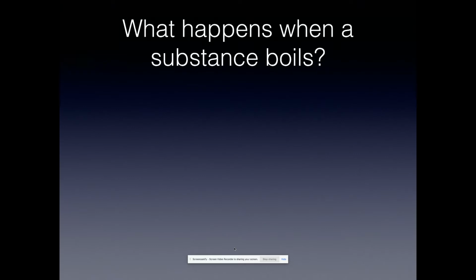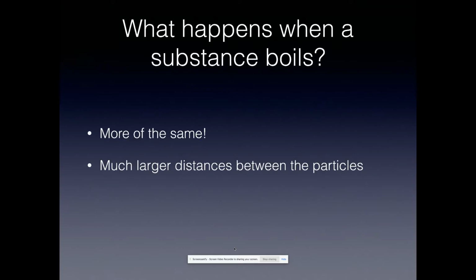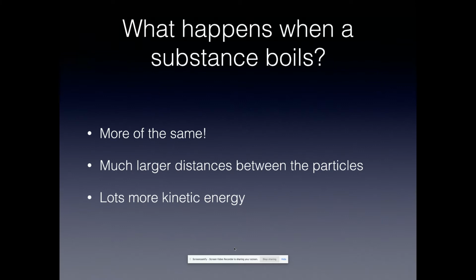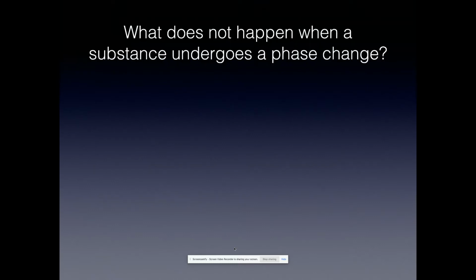So what happens when a substance boils? Well, it's pretty much more of the same. Much larger distances between the particles, lots more kinetic energy. Okay. And very random, chaotic behavior of the particles. But the particles are still the same particles. Emphasizing here, no chemical change. So what does not happen? New stuff is not made. There is no chemical change.